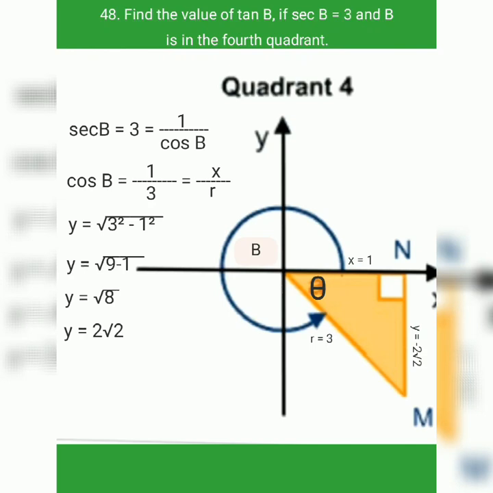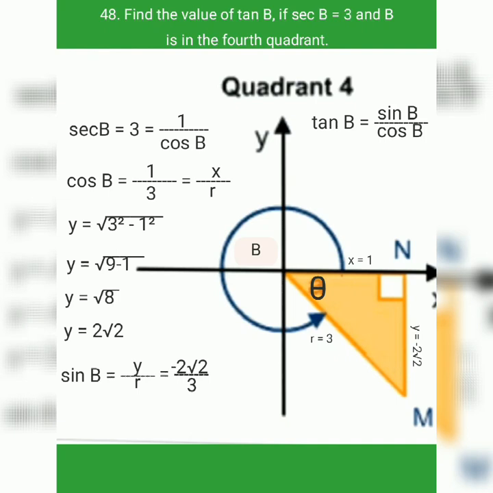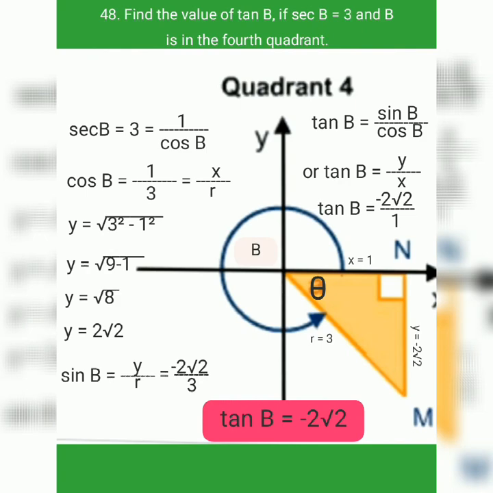Then we need to find the value of sine B, since tangent B is equal to sine B over cosine B. Sine B is equal to y over r, so we have negative 2 square root of 2 over 3. Tangent B is equal to sine B over cosine B, or tangent B is equal to y over x. So we have negative 2 square root of 2 over 1, or tangent B is equal to negative 2 square root of 2.